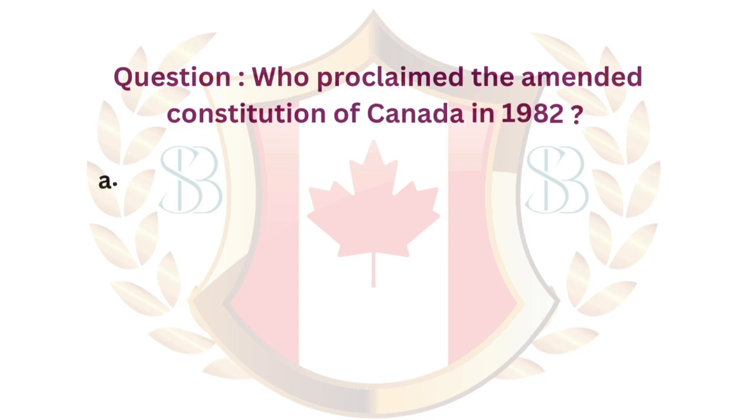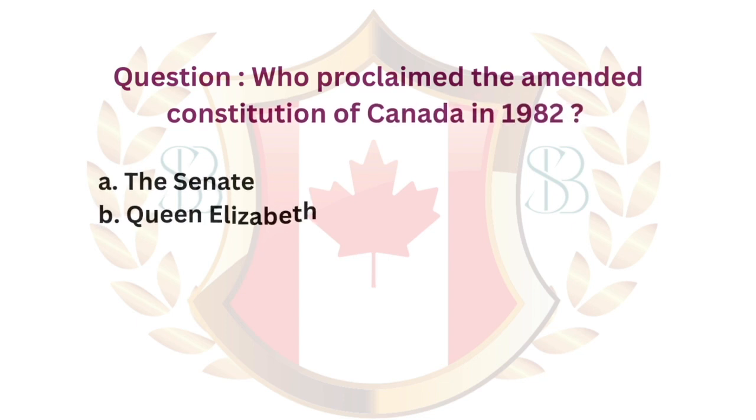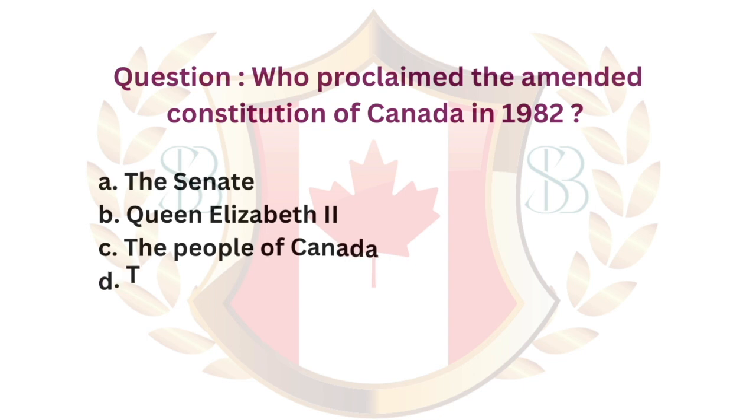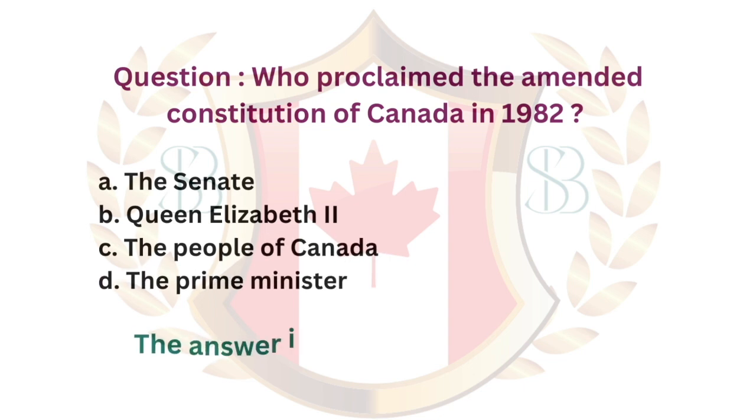Question. Who proclaimed the amended Constitution of Canada in 1982? A, the Senate. B, Queen Elizabeth II. C, the people of Canada. D, the Prime Minister. The answer is B, Queen Elizabeth II.